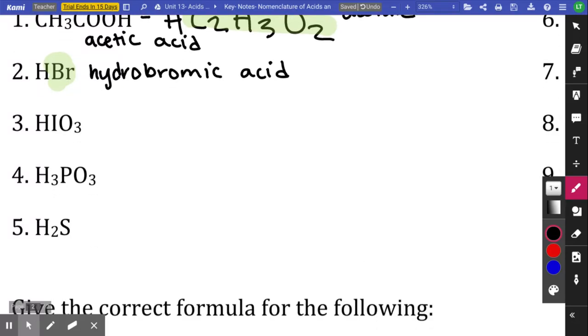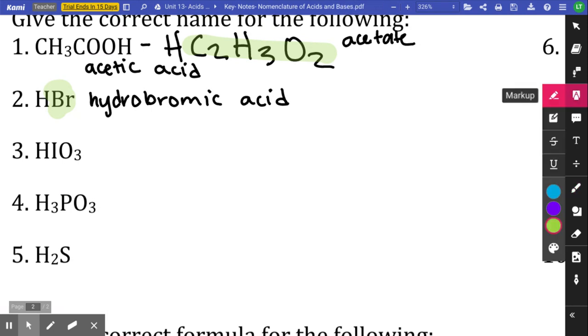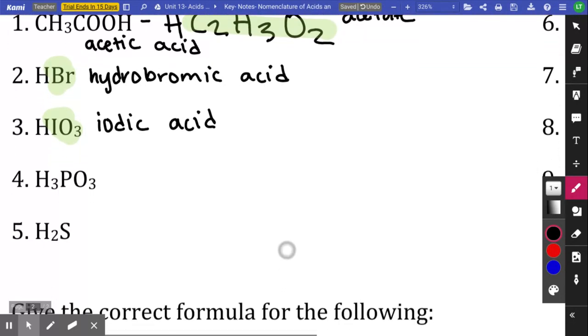So then next we have HIO3. Again, we have a ternary acid, so we know we're not using any prefix. We have to look at our polyatomic ion, which is IO3. That's iodate. So it's going to become iodic acid, because ate goes to ic.